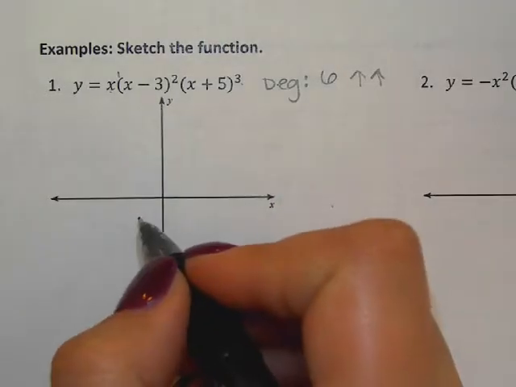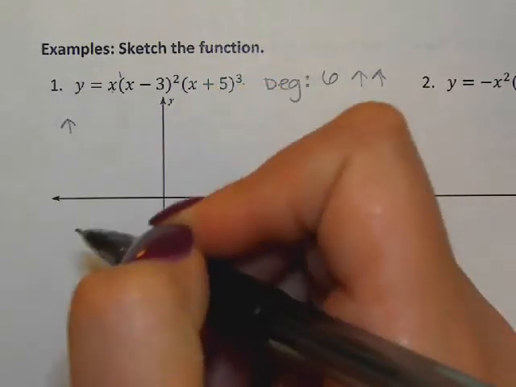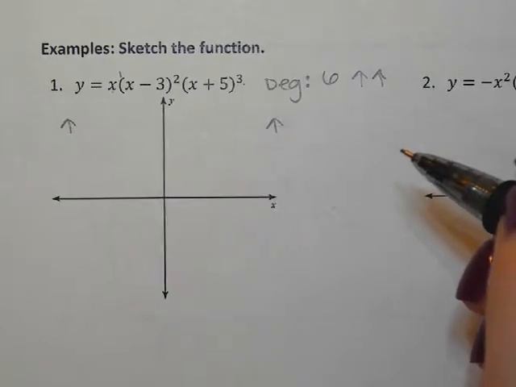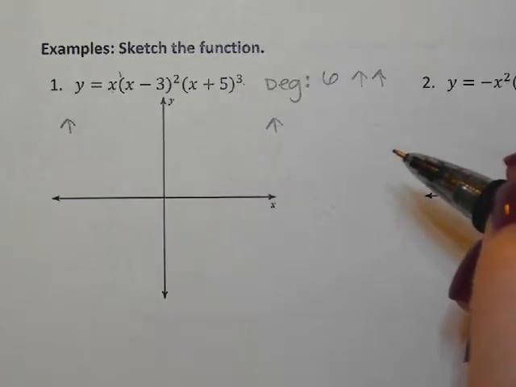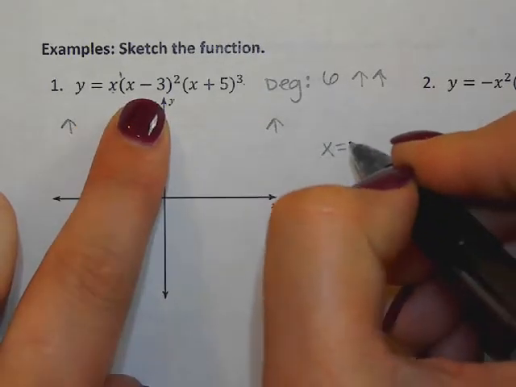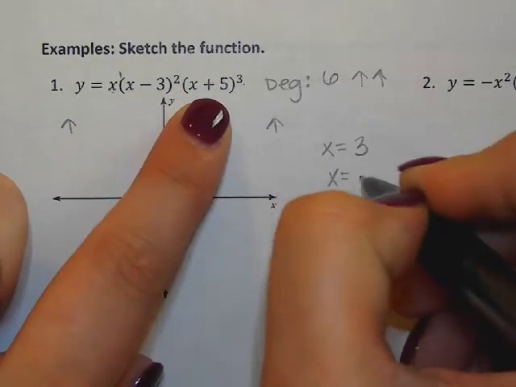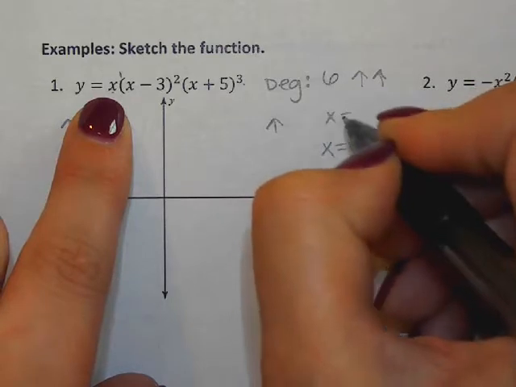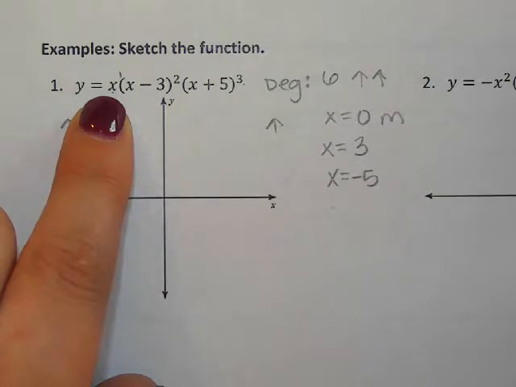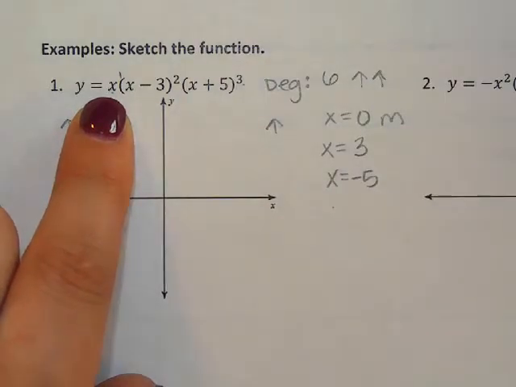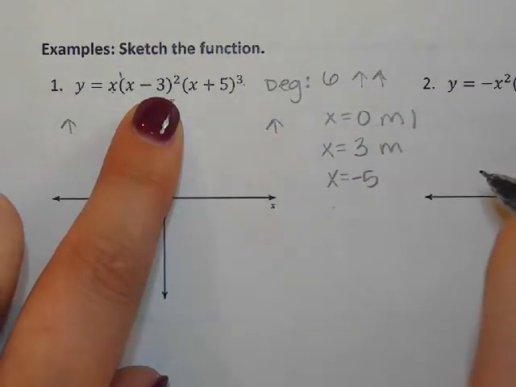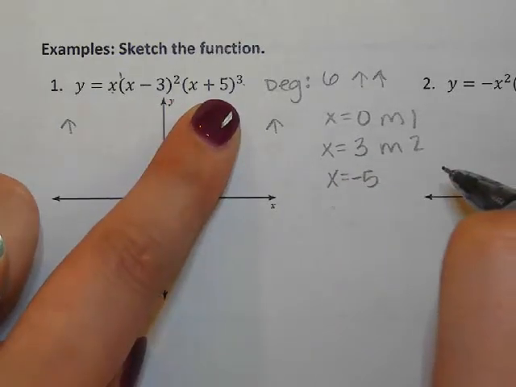So what I'm going to do is on my graph, on the very left side, I'm going to put an up arrow. On the very right side, I'm going to put an up arrow. Okay? So I'm helping myself figure out what the overall shape should be. Okay, what x-intercepts do we have? Positive 3, negative 5. What about the x in the front? 0. Okay. What is the multiplicity of the x-intercept of 0? What's the exponent? 1. Okay, multiplicity 1. What's the multiplicity at 3? 2. What's the multiplicity at negative 5?